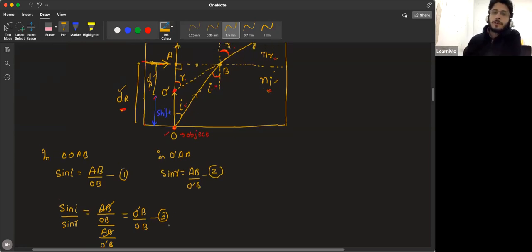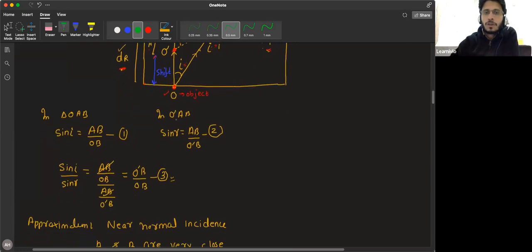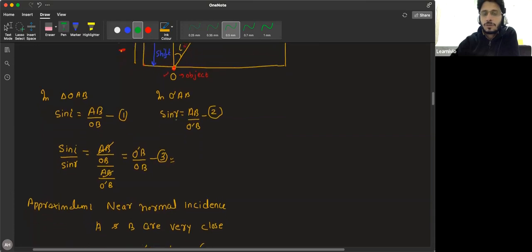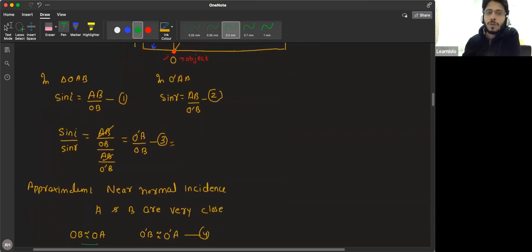Now, after this step, I'm using an approximation. I'm using the approximation that these two points, A and B, are very, very close. Again, just look at the diagram. If these two points are very close, then O prime B can be written as O prime A and OB can be written as OA. This is the near normal incidence approximation. So instead of O prime B, you can write O prime A. Instead of OB, you can write OA.